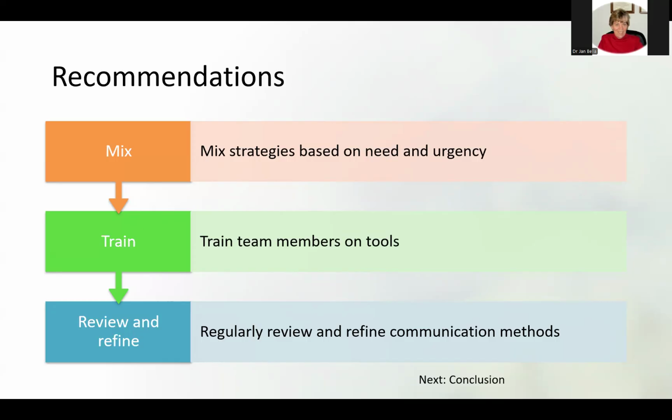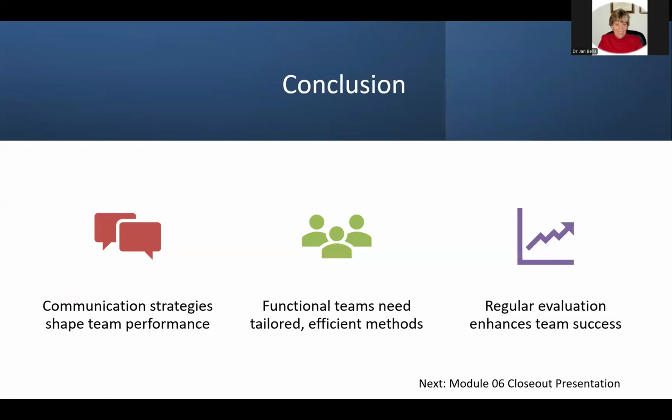Ongoing evaluation and feedback from team members help optimize communication efforts. To maintain productivity and cohesion, functional teams must continuously assess how well communication methods are serving their goals. If it doesn't work, fix it. But if it works, why fix it?